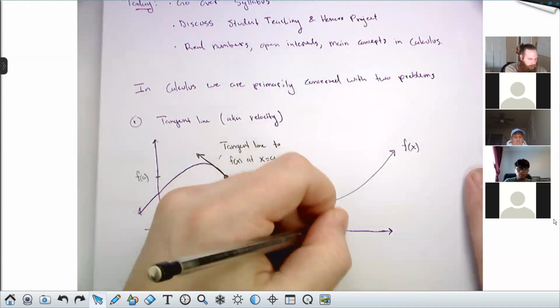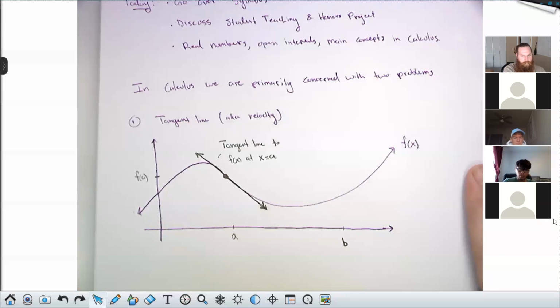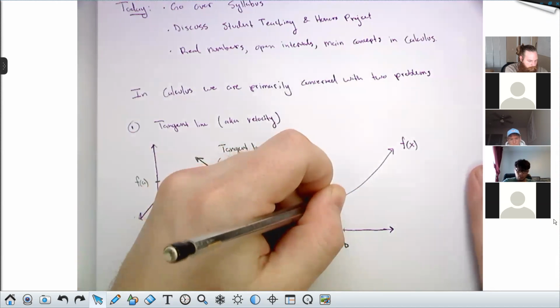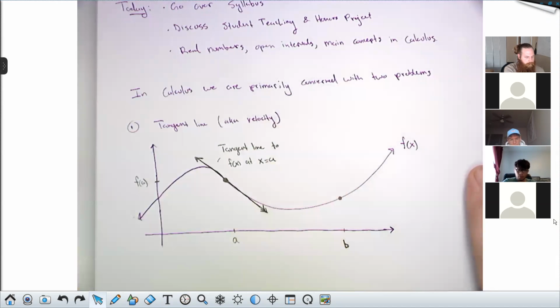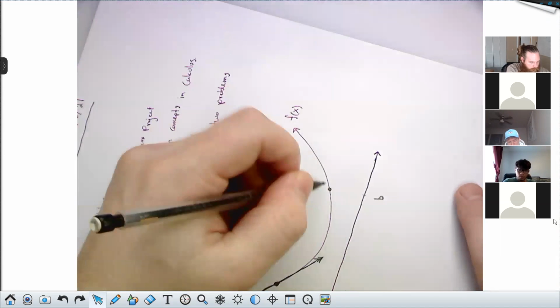Just for fun over here, I'm going to draw another tangent line. So we'll call this x value down here b. And if we look at the point on the graph up here, this would be the point b comma f of b. And the tangent line there would look like this.